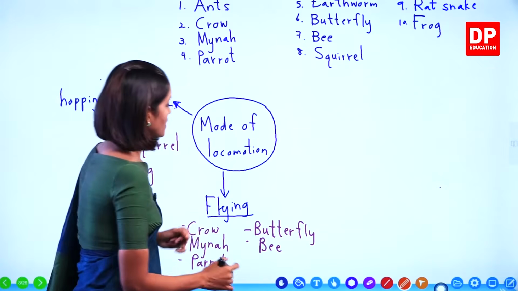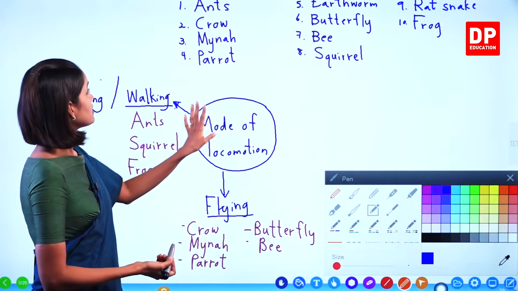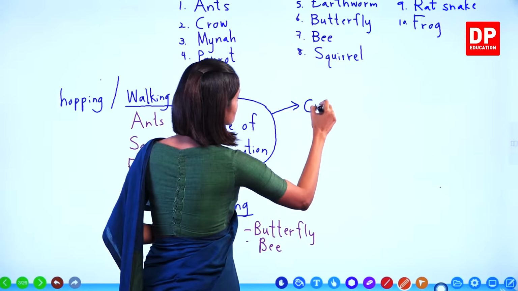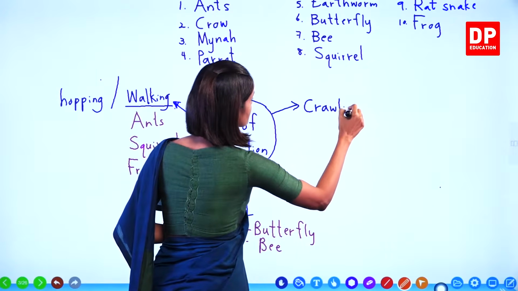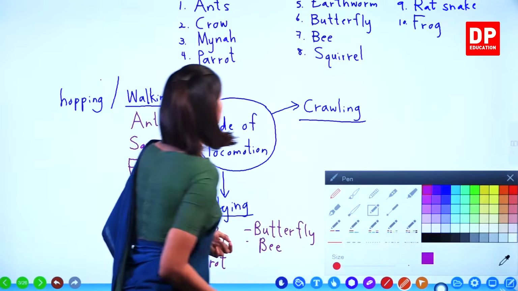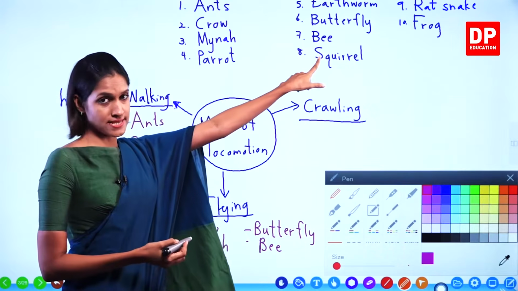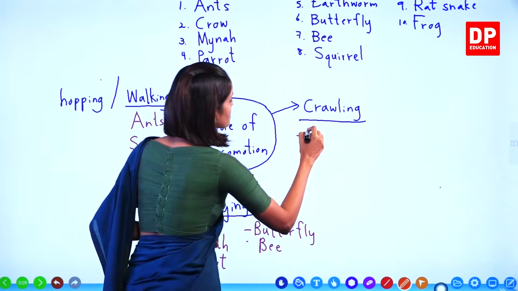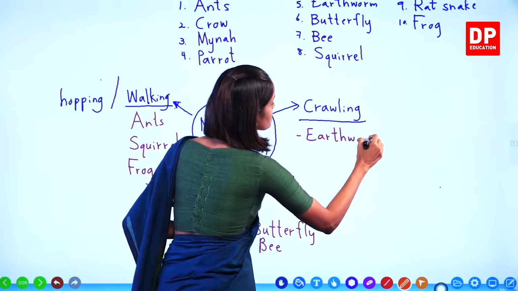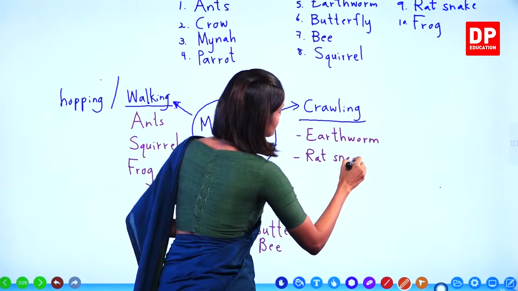Okay, and then the next method or next mode of locomotion is crawling, as I told you before. Crawling. So who are the animals using this method to locomote? That is, earthworm and rat snake. Okay? Earthworm, rat snake.